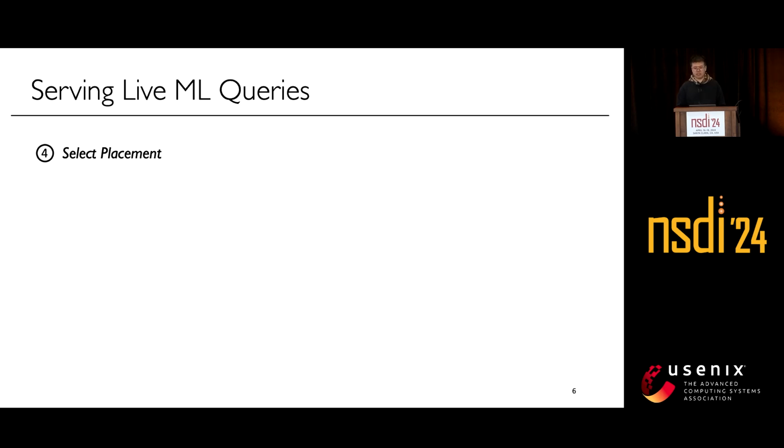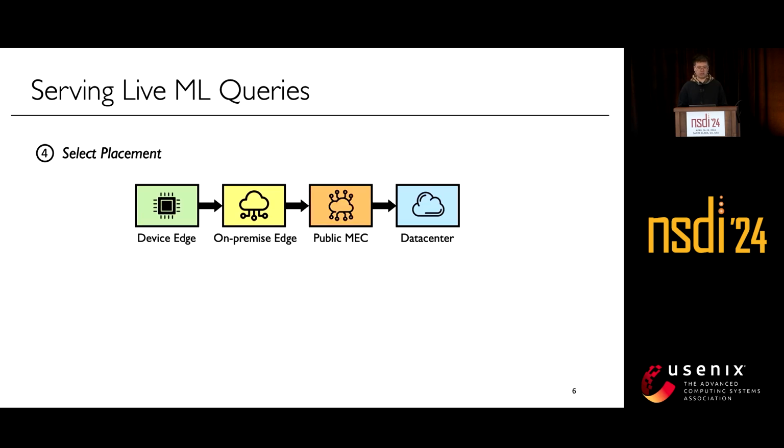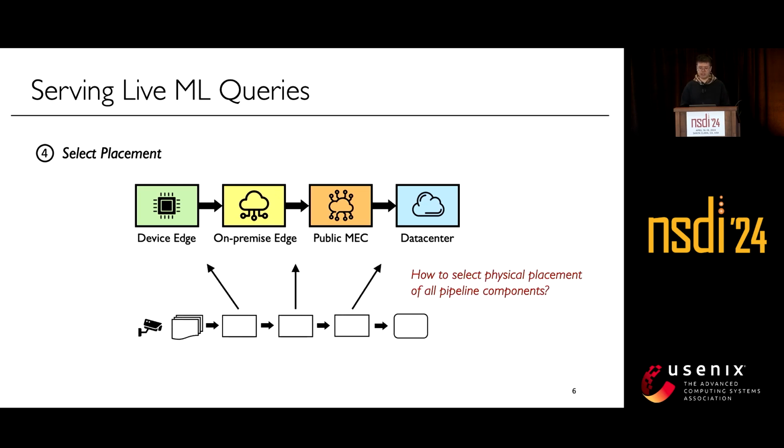The next step is to select the physical placement for each pipeline operator across the edge tiers. In this example, the edge tiers consist of a device edge, an on-premise edge, a public MAC, and a data center. However, making the best placement choice is not easy.